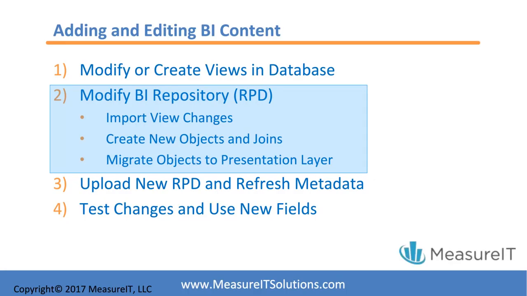In step two, the goal is to take the views that we modified and added to the database and import them into the Oracle BI repository file. This includes importing the views, creating the new objects, which may include a dimension, or adding the new columns from the view, adding any new joins between objects, and then migrating the objects to the presentation layer, which is what a user will see on the front end.